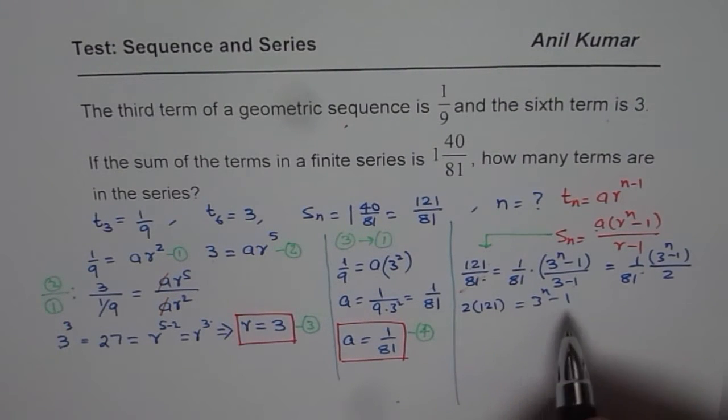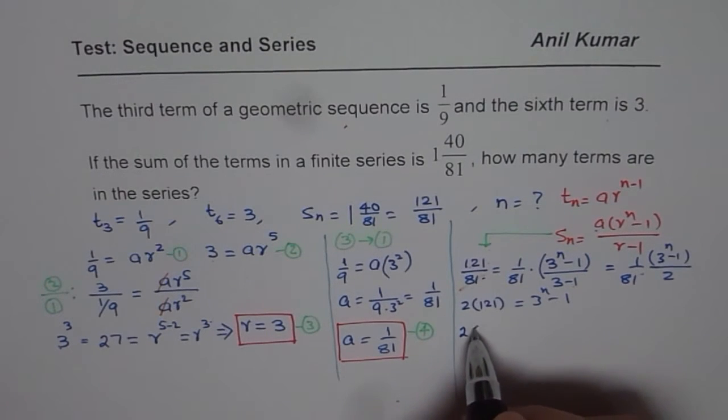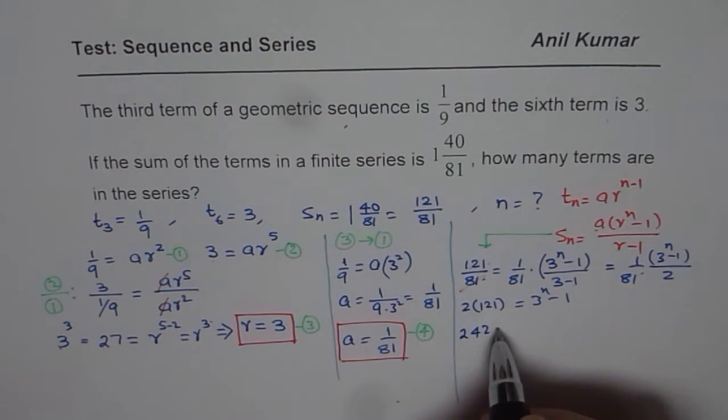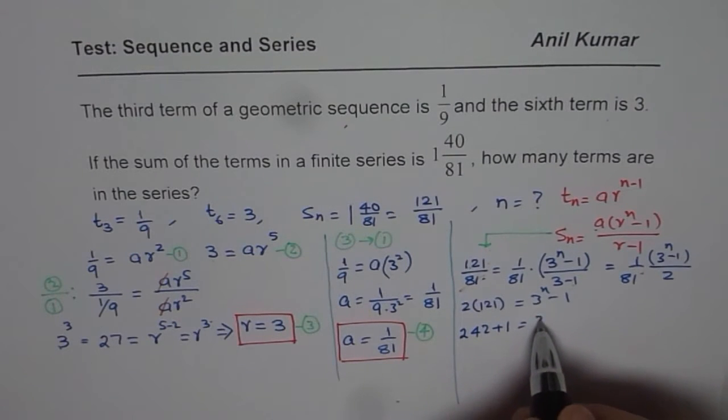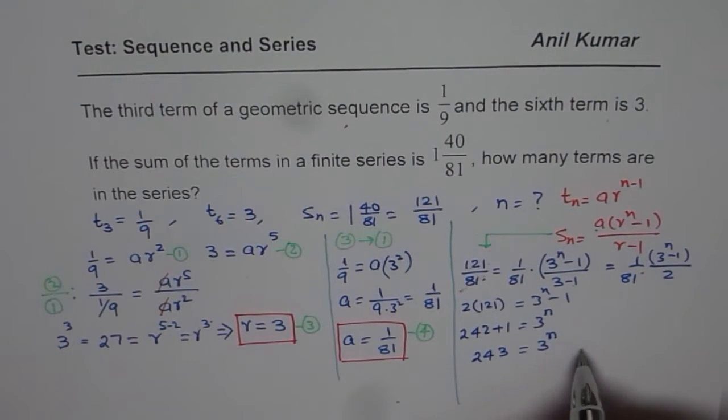2 times 120, and then we can write this as 242, and then bring 1 this side, plus 1 equals 3 to the power of n, which is 243, right? 243 equals 3 to the power of n.